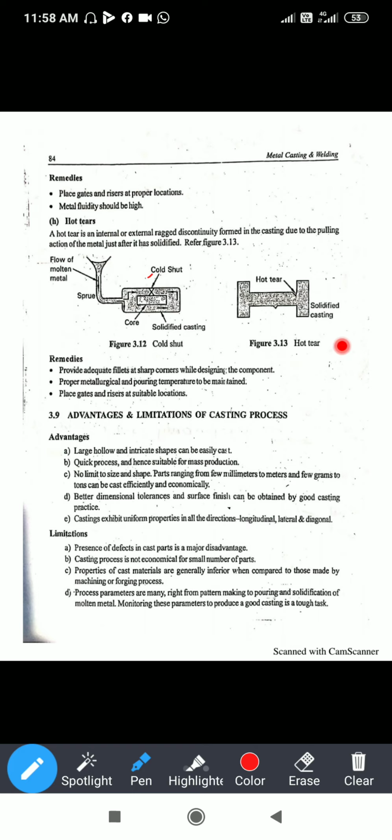Now the third one, the properties of the casting materials are generally inferior when compared to those made by machining or the forging process. The forging and machining processes are done for manufacturing new products. If you compare their properties with casting, there is a slight difference, because in forging and machining there is no molecular change, but in casting the molecules are completely dissolved and generate new molecules, and the microstructure is generated in a new format. When it generates in a new format, obviously the property of that particular material will change. So these are some of the advantages and disadvantages of the casting processes.